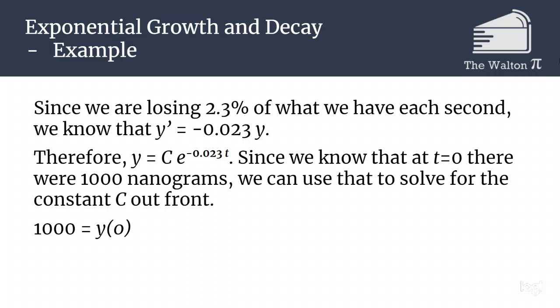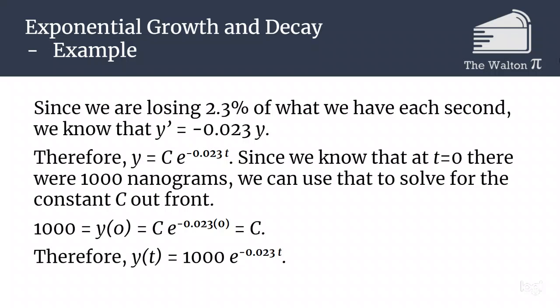So we know that 1,000 is equal to y of 0. y of 0 is just that constant c times e to the negative 0.023 times 0. Well, e to the 0 is just a 1, so this is equal to c. So that means in this case, our constant is 1,000. So we know that y is equal to 1,000 e to the negative 0.023t.